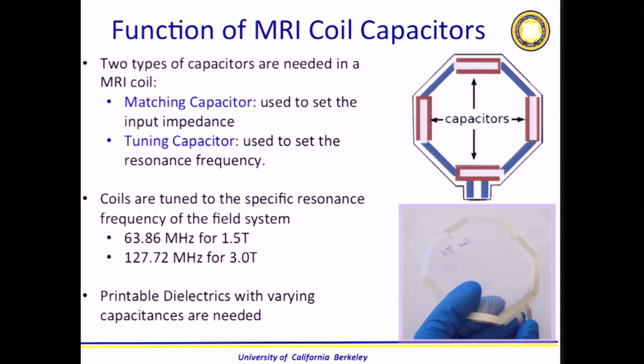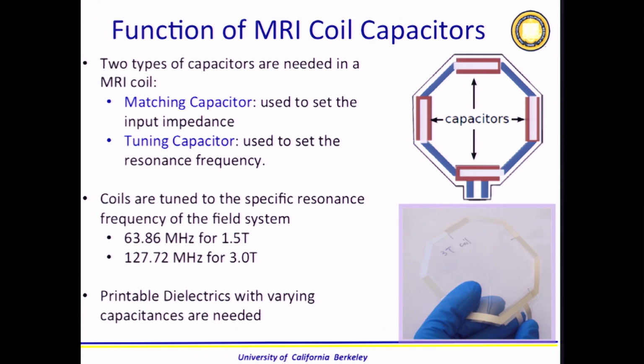Clinical MRIs are of two types, either 1.5 Tesla or 3 Tesla, so you need to tune to that resonance frequency. We also have matching capacitors that set the input impedance, and that is a tuning that happens whenever you are going to take the measurement, because we all have different MRI signals, so there is a calibration that happens just before the imaging takes place.